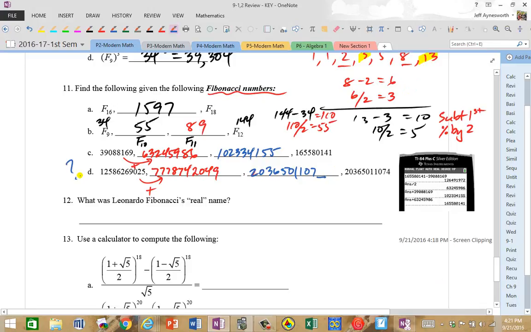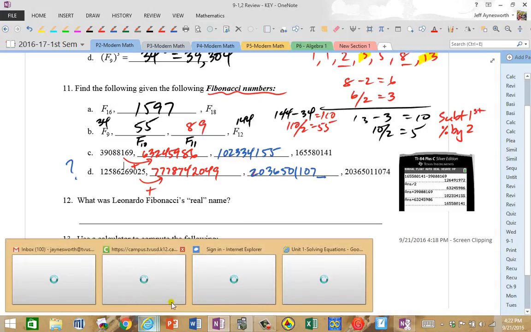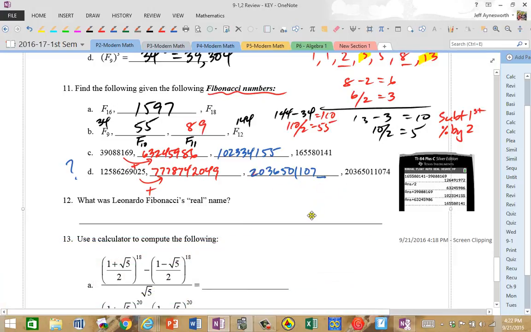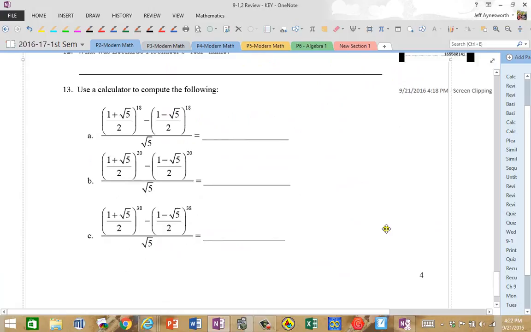Okay. What was Leonardo Fibonacci's real name? You got to research that, guys. You got to go on the internet and research what Leonardo Fibonacci's last name was. I'm going to hold off on that one because I don't feel like going to the internet right at the moment. I'm going to just finish up the mathematical portion, okay? So let me finish this up.